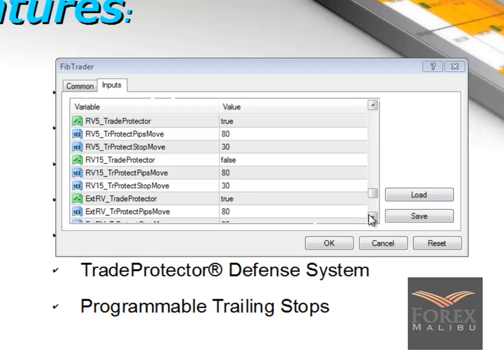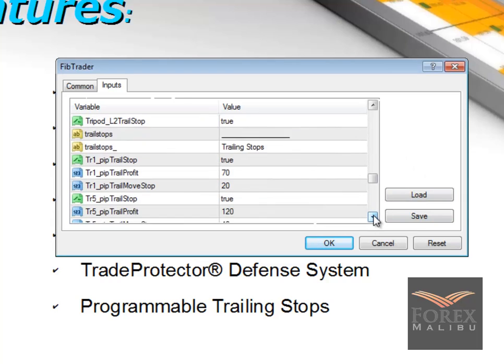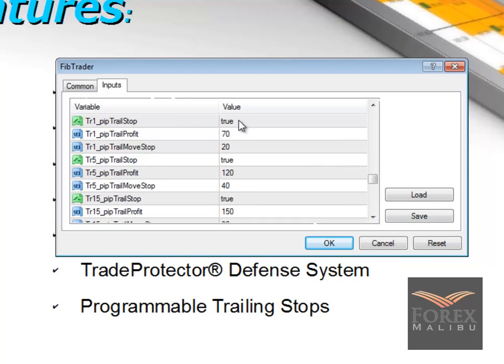Okay, now following the trade protector is the trailing stop function, and I'm going to show you what that is. Here it is. Here's trail stops. All right, same 3 settings, a true or false, so you don't necessarily want a trailing stop on every setup. Then you've got your profit and then your move stop. Okay, now with the trade protector, remember if you moved 8, it would move the target to +3.